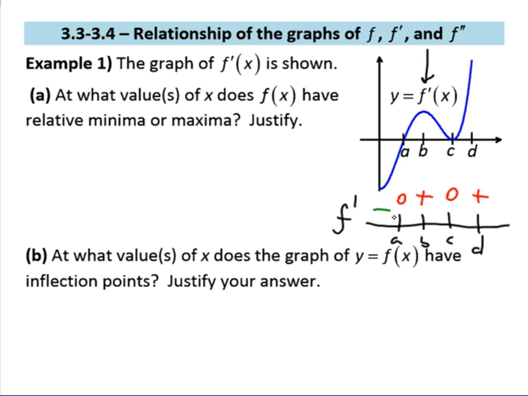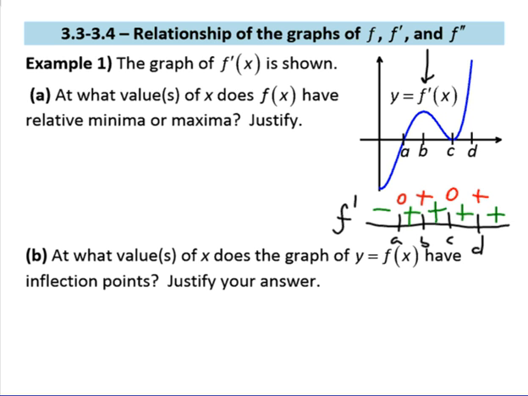From a to b, f prime is above the x-axis, so f is increasing, f prime is positive. From b to c, still above the x-axis, so even though you see it's decreasing, we're still above the x-axis, therefore positive. From c to d, still above the x-axis, positive, and then after d, still positive.